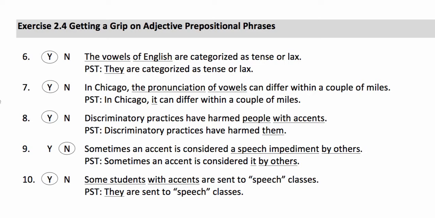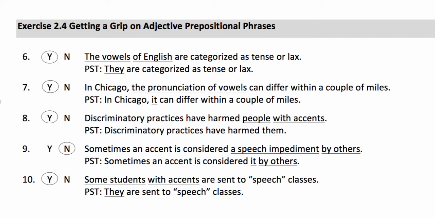In number 7, yes, again it is adjectival, because again, everything must go out with the pronoun substitution test. "It can differ." We cannot say "it of vowels," right? We don't say that. Because we do not say that, that means it cannot be adverbial. In 8, "harm people." Which people? The people with accents. Harmed, harm them.